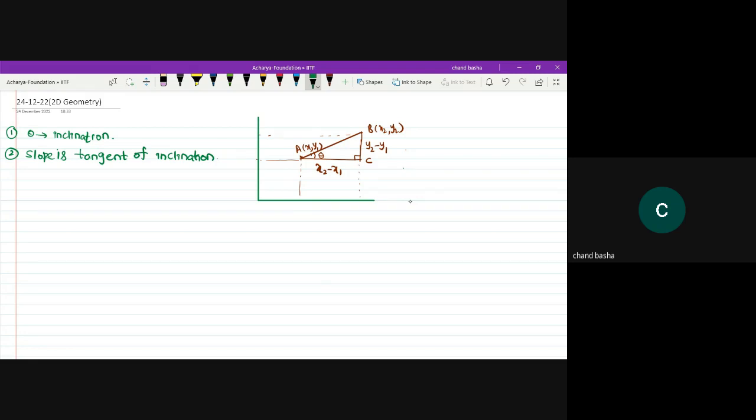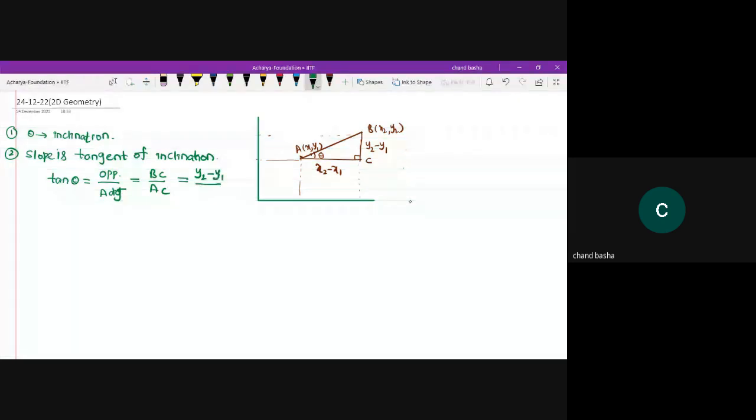Harshal, can you tell me what is the formula for tan theta by using its sides? Sir, opposite upon adjacent. Very good. So can you tell me according to the right angle triangle as I have given in the plane? Sir, y2 minus y1 by x2 minus x1. I mean, indirectly it is BC upon AC. Yes, sir. As you said, it is y2 minus y1 divided by x2 minus x1.